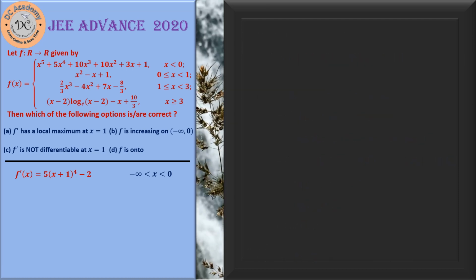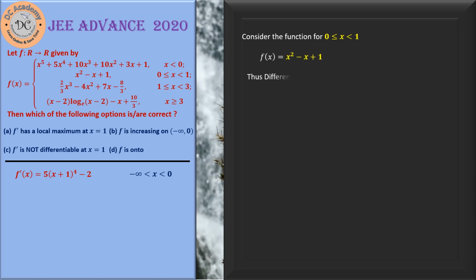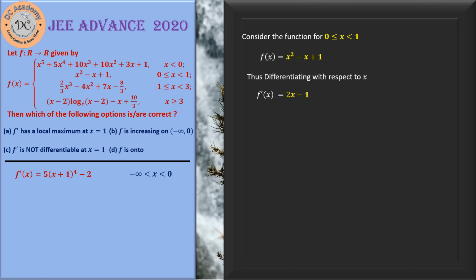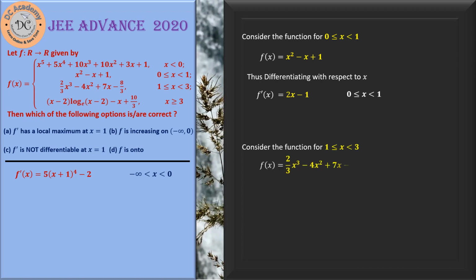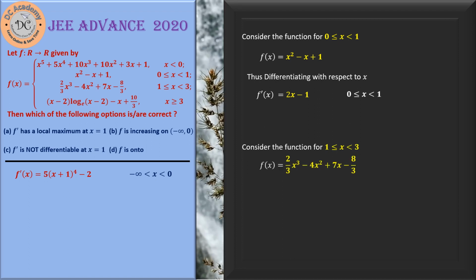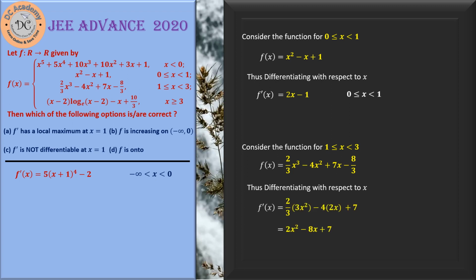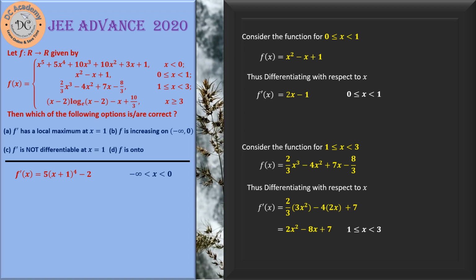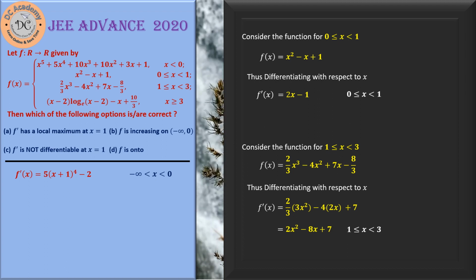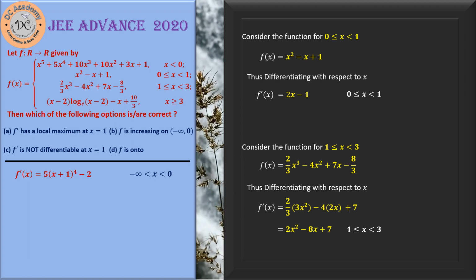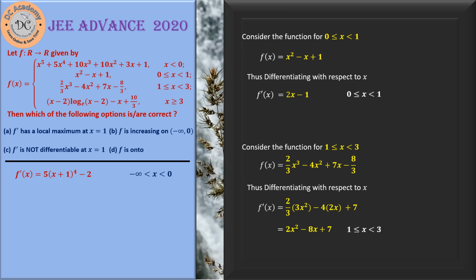Now we consider the definition of the function between 0 and 1, which is f(x) equal to x squared minus x plus 1. After the differentiation, it will be 2x minus 1, straightforward. We consider the definition of the next case, that is 1 to 3, and in that case it is 2/3 x cubed minus 4x squared plus 7x minus 8/3, and by differentiation it gives us f'(x) equal to 2x squared minus 8x plus 7. That's it. Now only one more differentiation is left, that is x greater than or equal to 3.